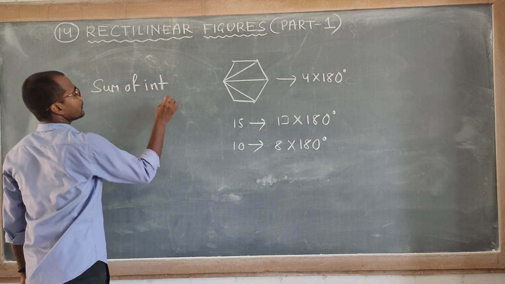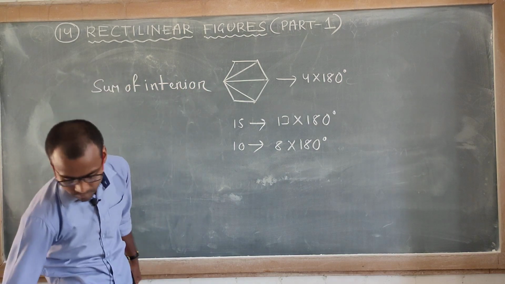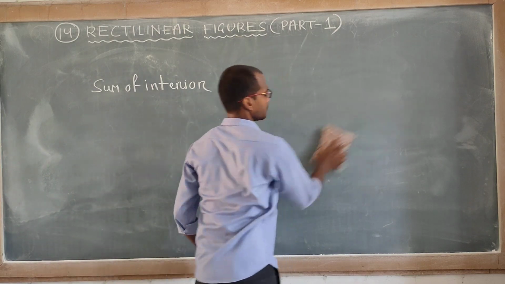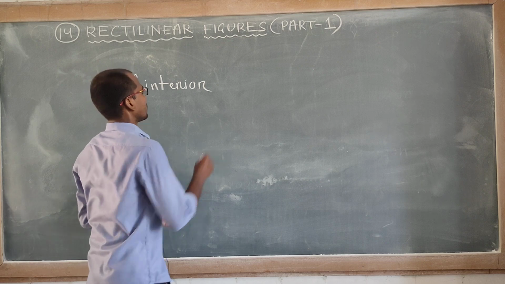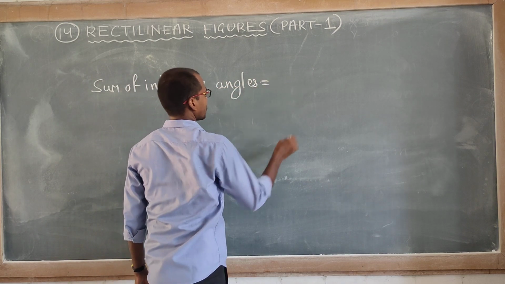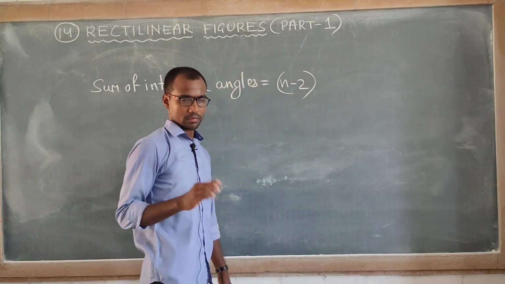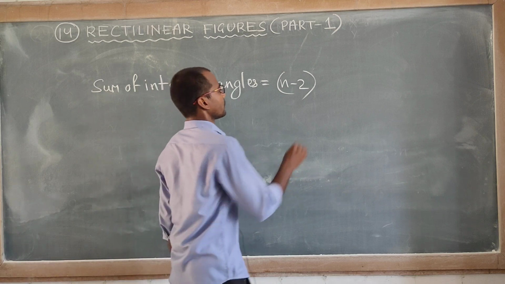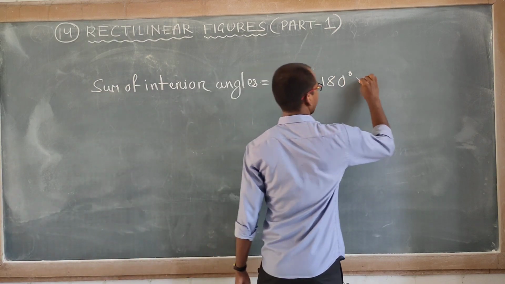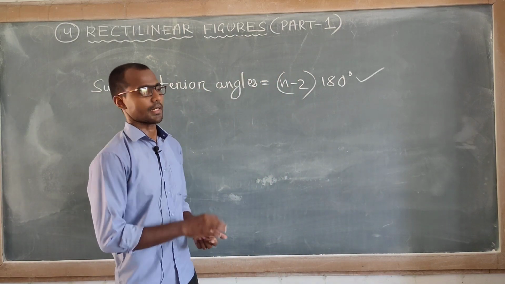sum of interior angles will be equal to n minus 2. Number of sides is n, so n minus 2 into 180. So this is the formula for sum of interior angles of a given polygon having n sides.